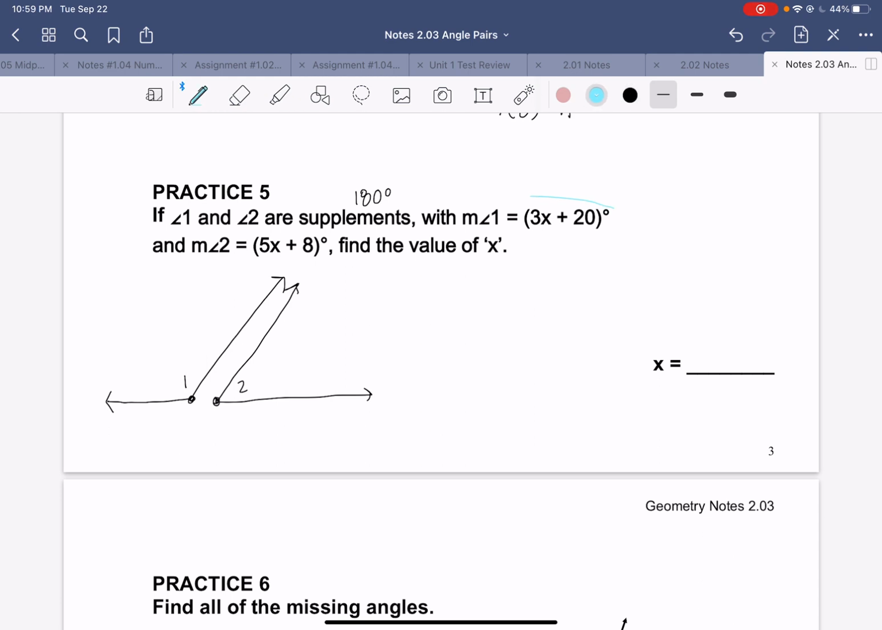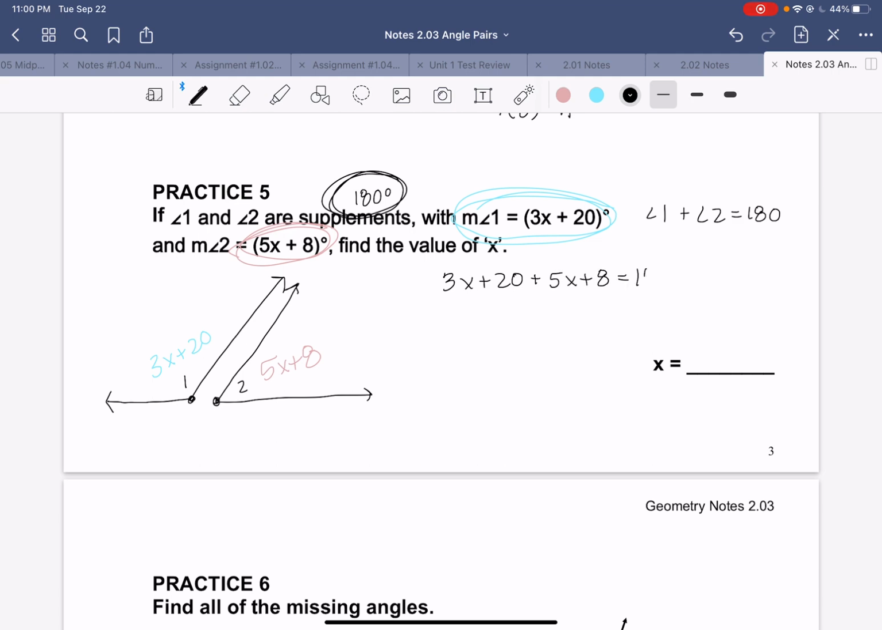Okay, so it says angle 1 is 3x plus 20. So I'm going to label this one as 3x plus 20. And the other one, angle 2, is 5x plus 8. All right, and they both add up and equal 180. So angle 1 plus angle 2 equals 180. Angle 1 is 3x plus 20, angle 2 is 5x plus 8, and we're going to set it equal to 180.